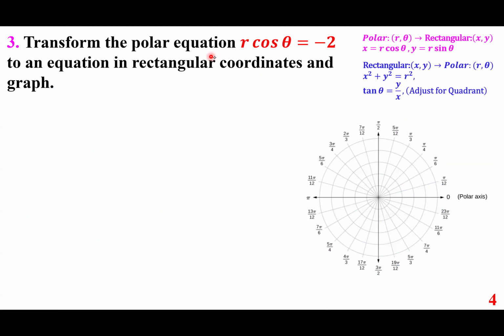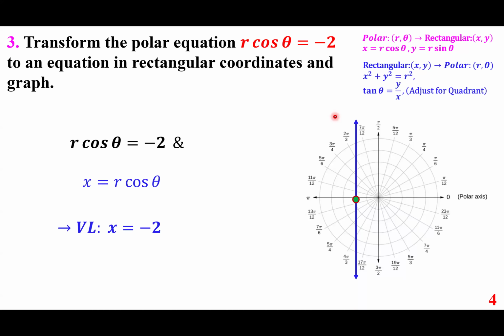Transform the polar equation r cosine theta equals negative 2 to an equation in rectangular coordinates and graph. An easy way is to recognize that x represents r cosine theta, and therefore x must be negative 2. As you know, in a rectangular coordinate system, this is a vertical line. So you locate the x-intercept. Okay, this is a grid that has the rectangular and polar together, okay? And so you draw a vertical line and you're done.